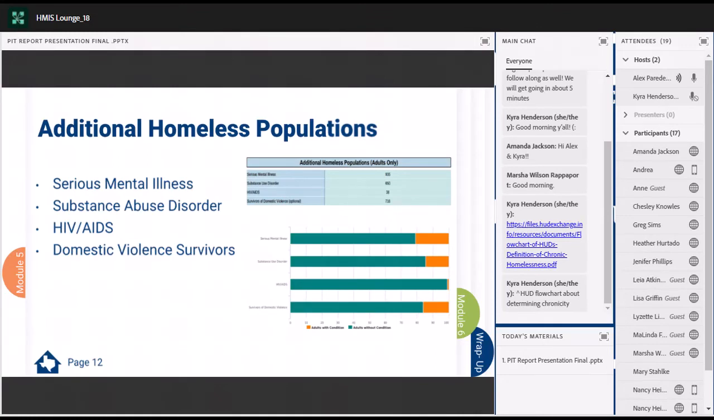All right, so let's talk about the very last page on our PIT reports. At the very end of our PIT reports is a section called Additional Homeless Populations. These include people with serious mental illnesses, substance abuse disorder, HIV or AIDS, and domestic violence survivors. You will see another bar chart below this table that has the individuals living with a chronic condition and domestic violence survivors highlighted there in orange. The orange just stands for people who are living with a chronic condition, who responded yes to that particular question regarding their status with that particular chronic condition, or if they're domestic violence survivors.